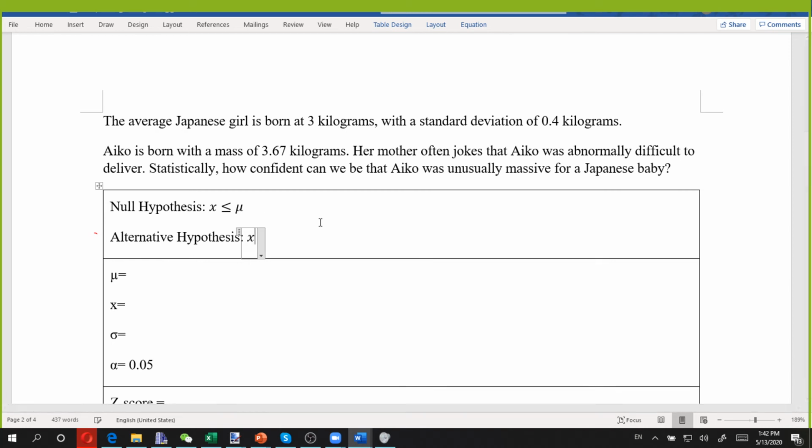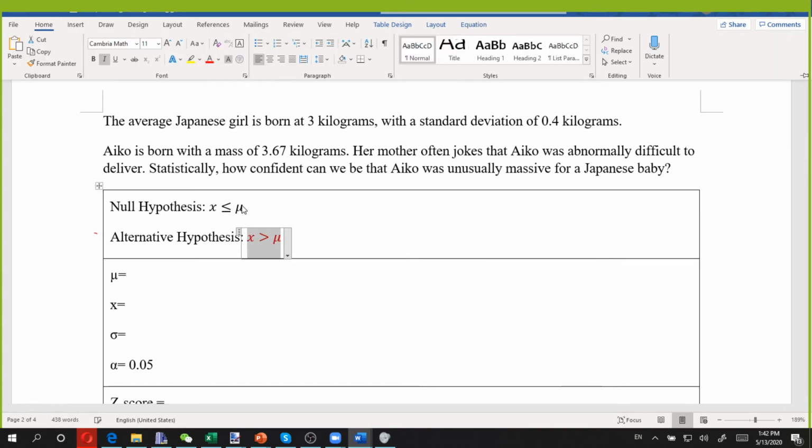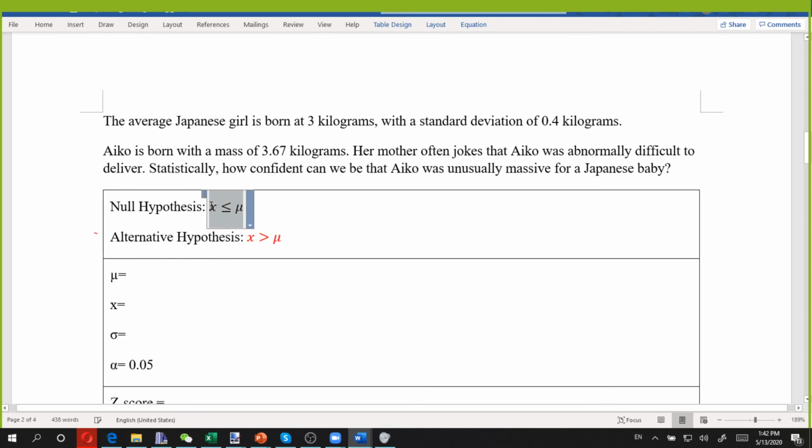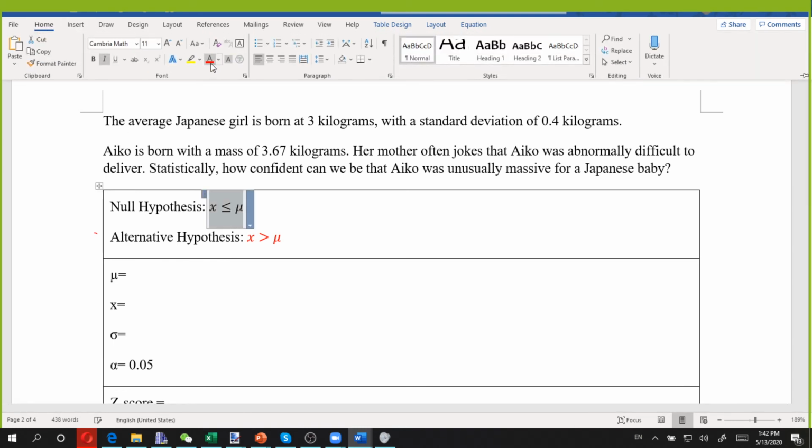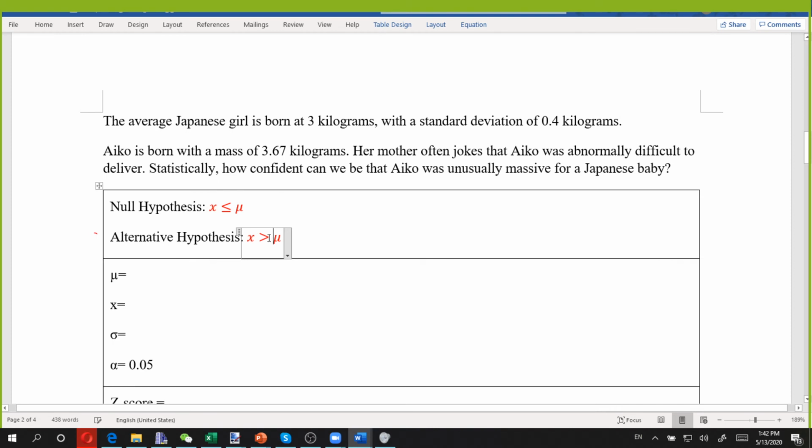X is greater than mu. Perfect. So we can prove something. We want to prove that Aiko's mass in kilograms when she was born was larger than the average. So that's our alternative. Our null hypothesis, if we cannot prove anything, null means nothing, would be Aiko is less than or equal to the average Japanese girl in kilograms.